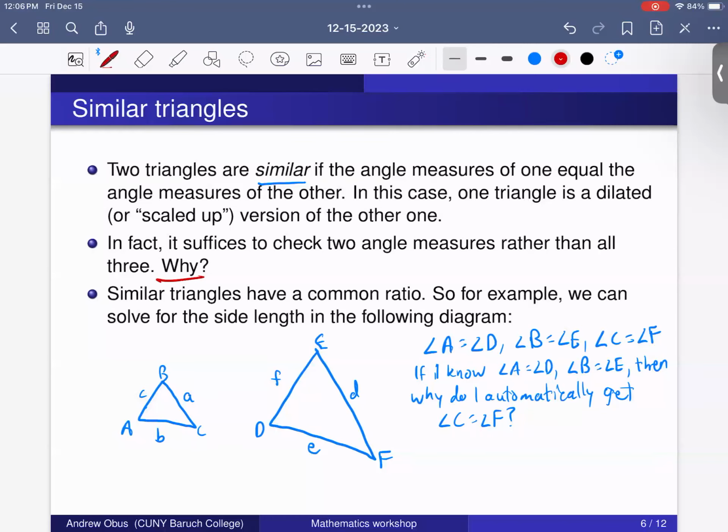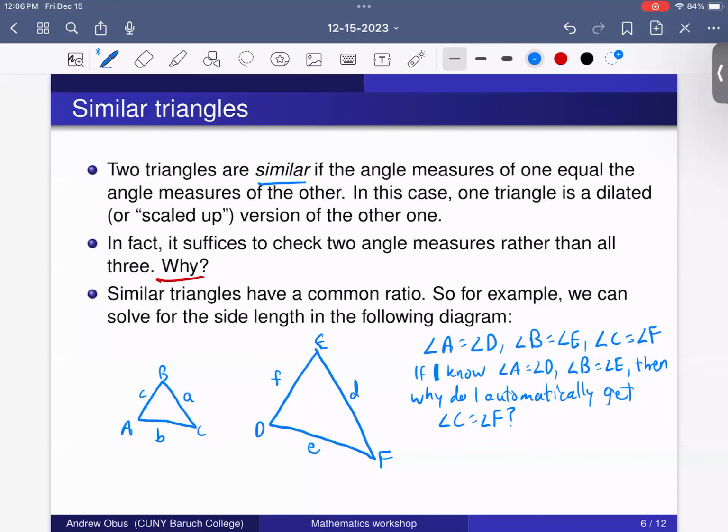Dr. Oberst. Yes. So if you're dealing with a similar triangle, you know that A is equal to D, B is equal to E, then C and F have to be equal. Why? Because when you're looking at similar triangles, they have their angles at each position all equal, right? A is equal to D in the next angle. B is equal to E in the next angle. Then C and F are on the same side of the angle in both angles.